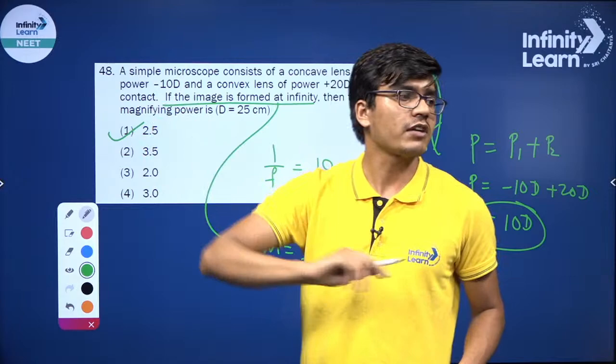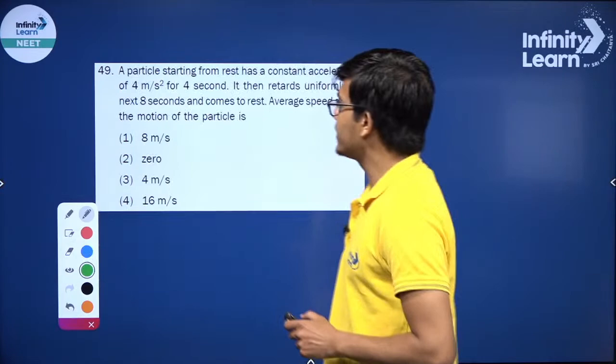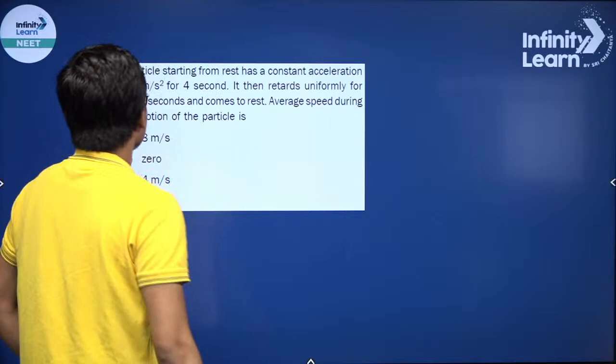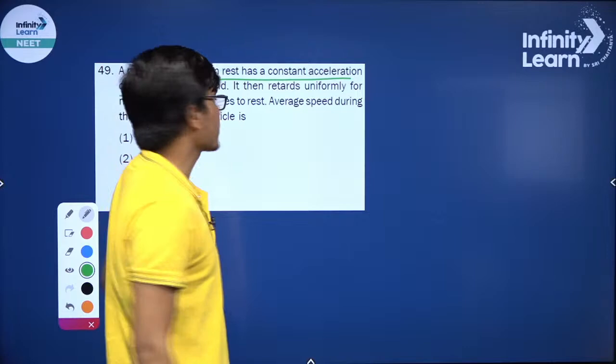Moving ahead. So this I would say is a good question from kinematics. According to the NEET, a particle starting from rest has a constant acceleration of 40 meter per second square for 4 seconds.